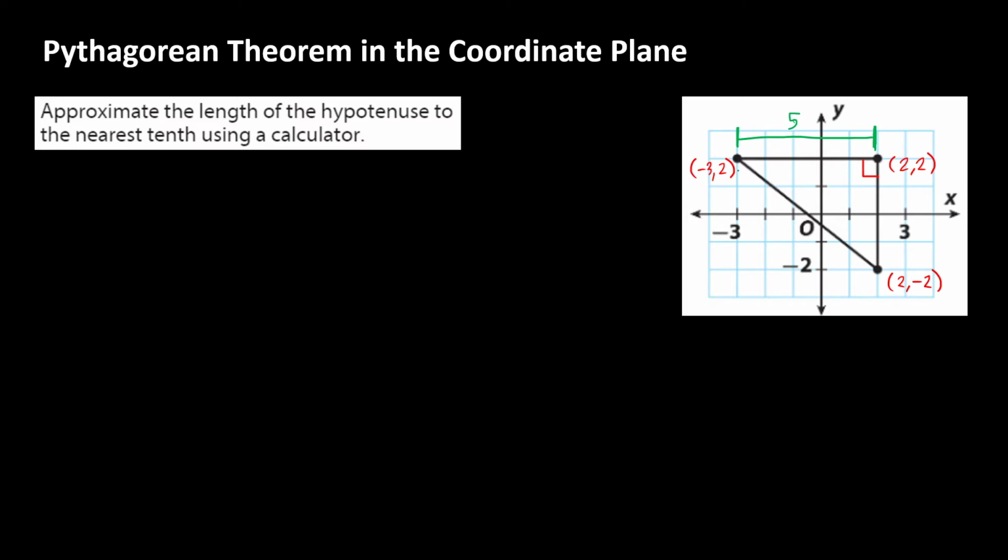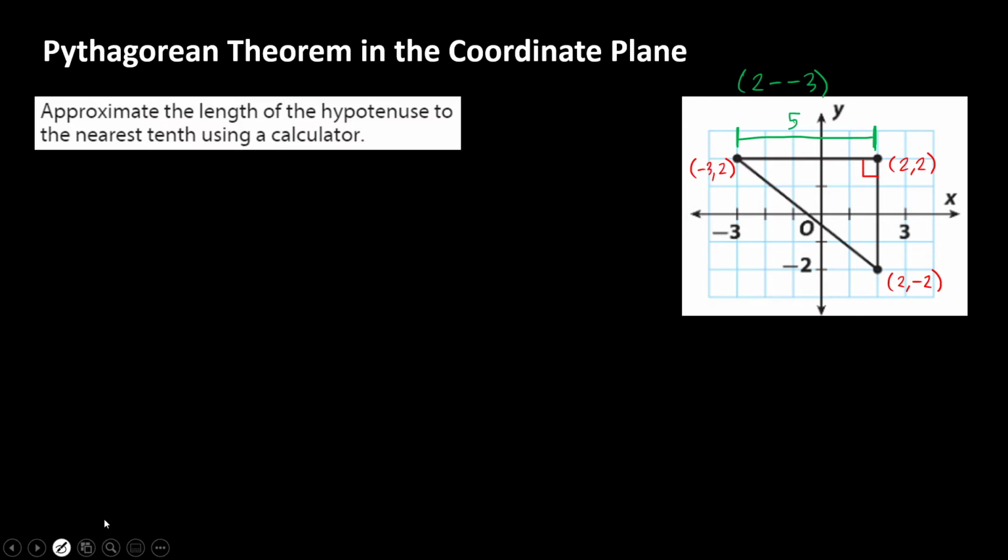However, I can also find this distance by subtracting the x values from each other. So if I subtract -3 from 2, so 2 minus -3, that would give me the same answer. The distance is still 5.